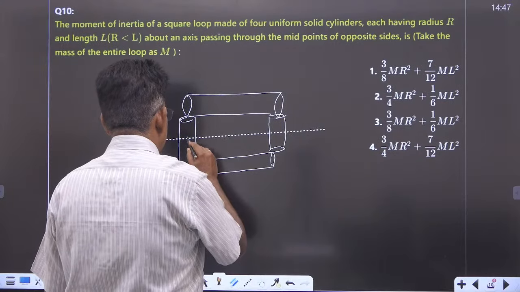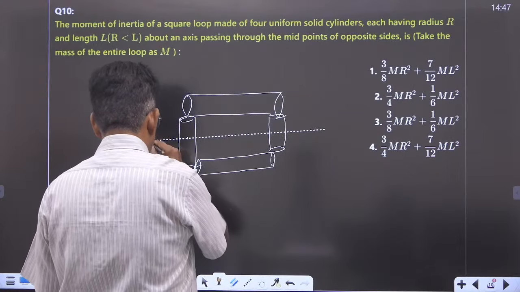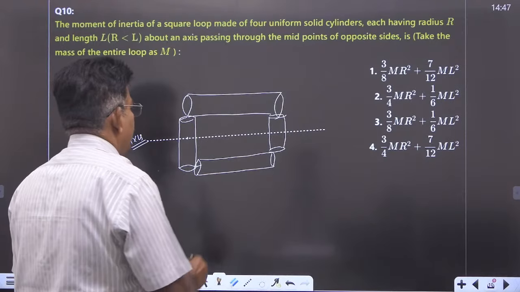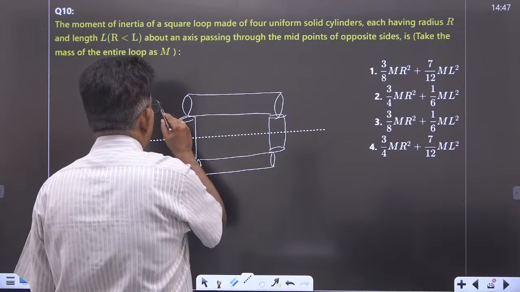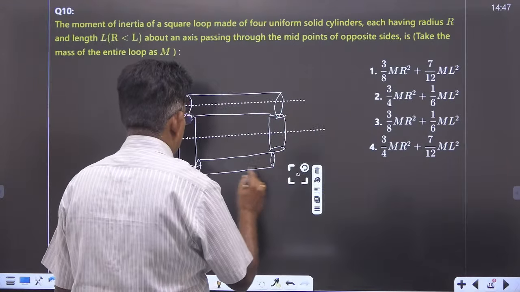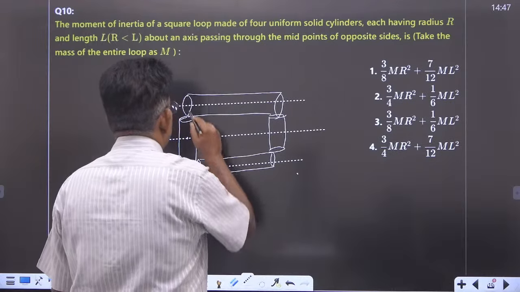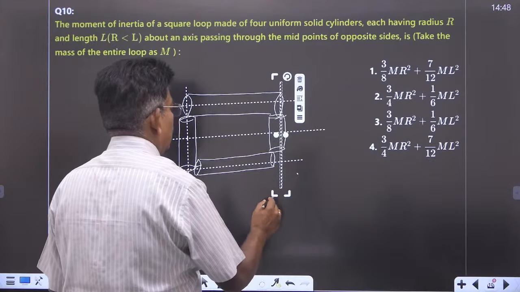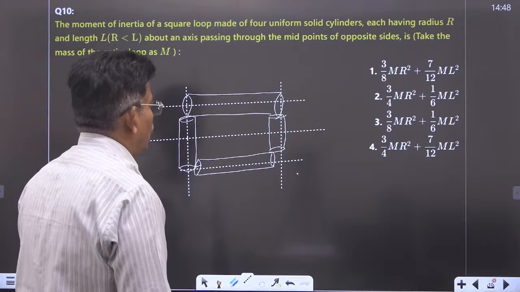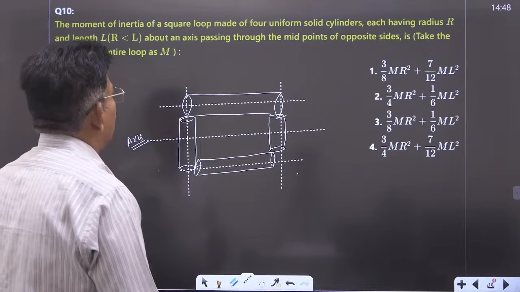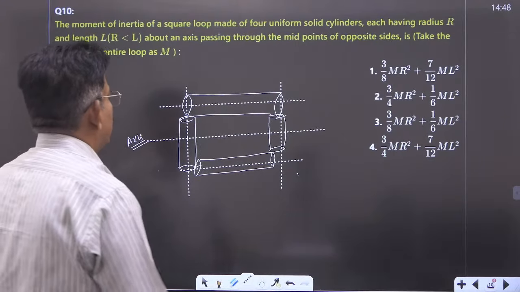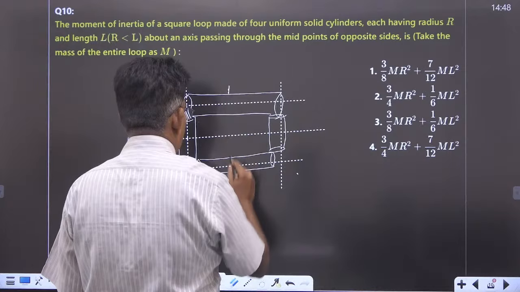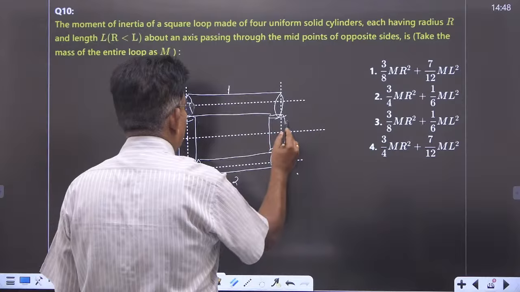We have to calculate the moment of inertia about an axis passing through the midpoint. Isn't it? This is our axis. This is the center of gravity axis of this rod, and this is the center of gravity axis of the other rod. I have drawn different axes. You have to calculate the total moment of inertia. First, I number them 1, 2, 3, 4.